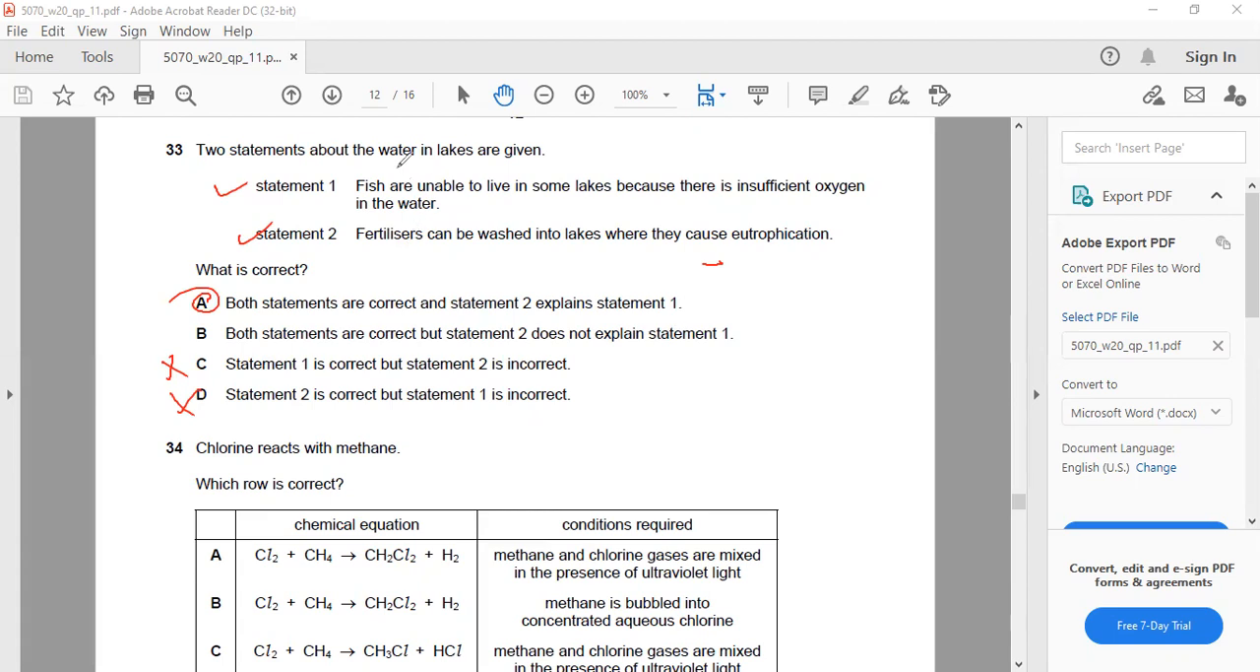Statement two does explain statement one, because fertilizers are washed away and cause an algal bloom. The production of algae increases in lakes, and then the lake surface is covered, sunlight is restricted, and photosynthesis stops. Then water weeds die, and oxygen is used by bacteria to decompose those plants. The lack of oxygen makes fish die. So you have to revise eutrophication. A is the answer.